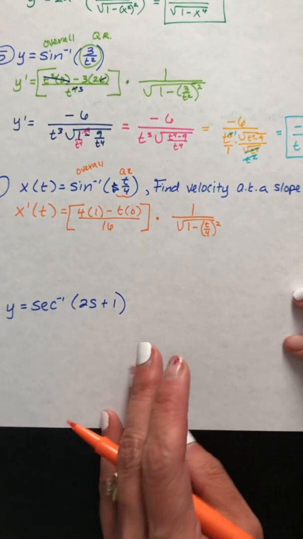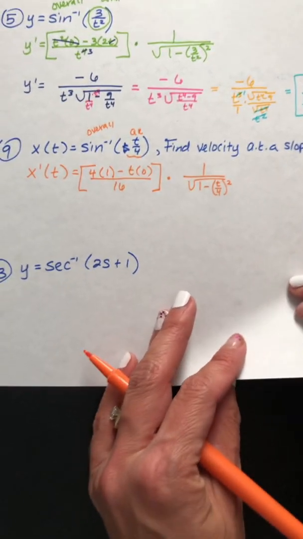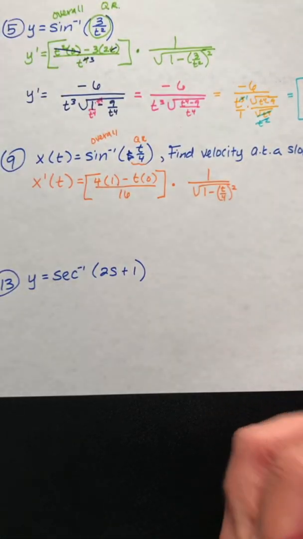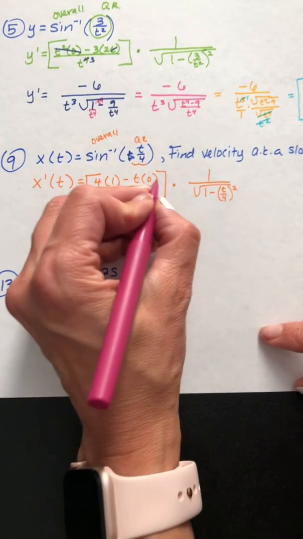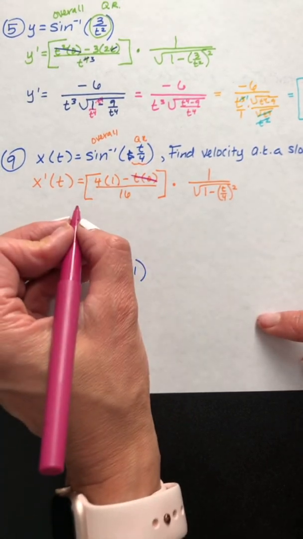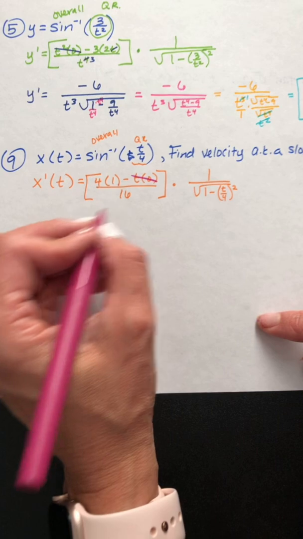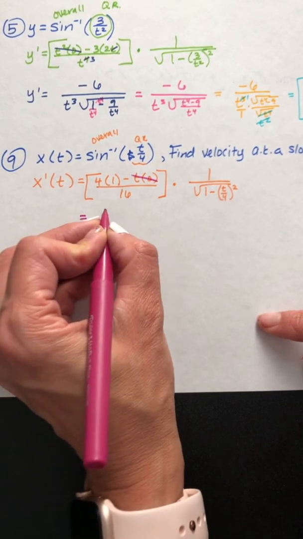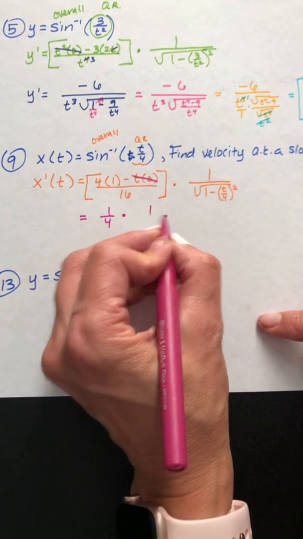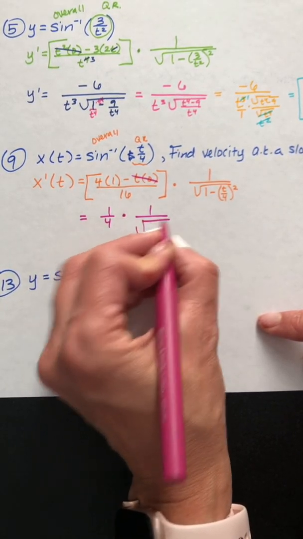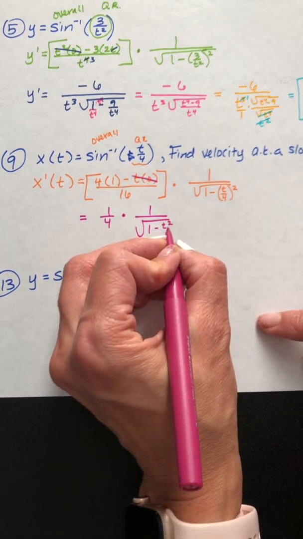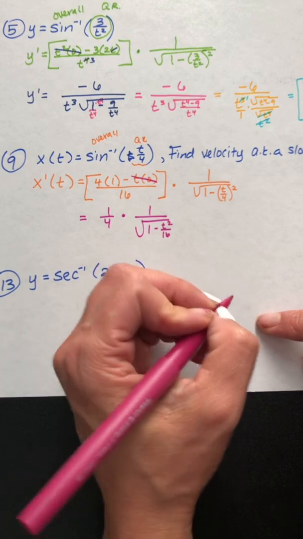Okay, so same type of thing that happened in number 5. We're going to be dealing with here as well. So you already know what kind of simplification processes we're going to see. This is 0, so I basically have 4 over 16. Well, 4 goes into 4 once, 4 goes into 16 4 times, so this is basically a 1/4 times 1 over the square root of 1 minus t squared over 4 squared is 16.